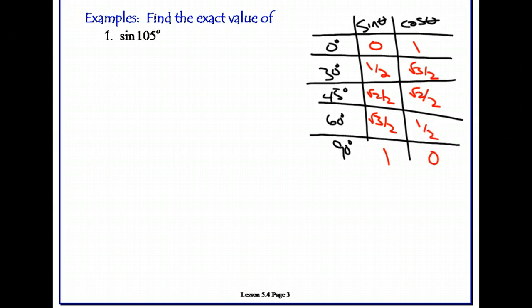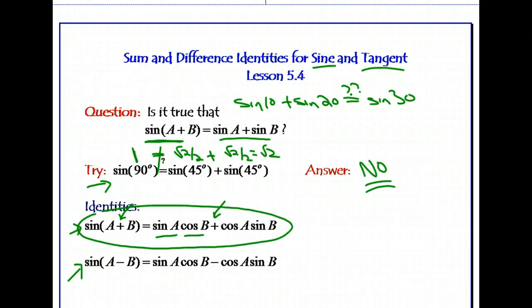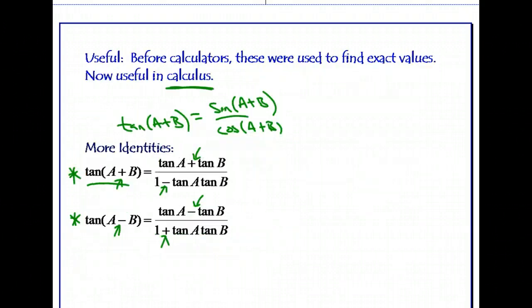Okay, so we get a problem like this. Sine of 105 degrees. You look over at your chart. How would I get 105 degrees? Why don't I go with 45 plus 60? And then go back to your angle addition identity for sine. Let's go back and see what that is, just in case you forgot it. So it is right here, guys. Sine of a plus b goes sine a cosine b plus cosine a sine b.